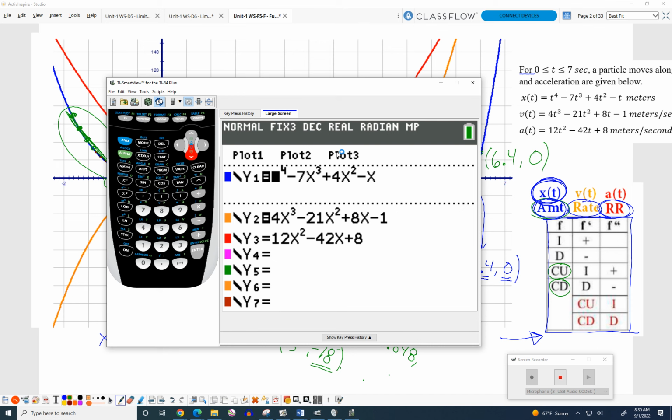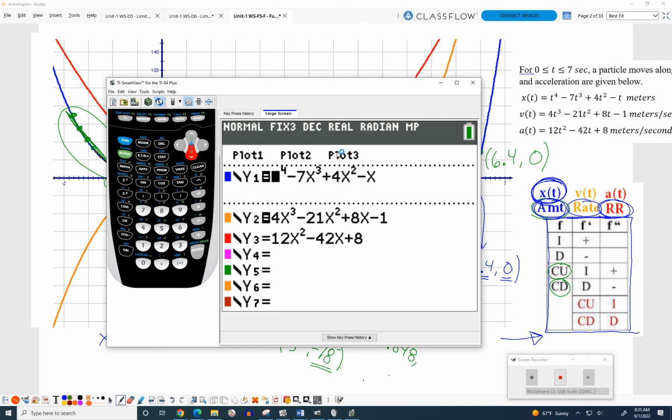Hit alpha, trace. You now have a list of all the registers. Choose the one you want, which is number 2. And then type in, just like you would write, 0. Like that. Because in your calculator, that's where you put the velocity. So much faster. So we put the velocity in Y2. So it's asking us to find the velocity at time 0. So we want to go to that equation and then time 0.